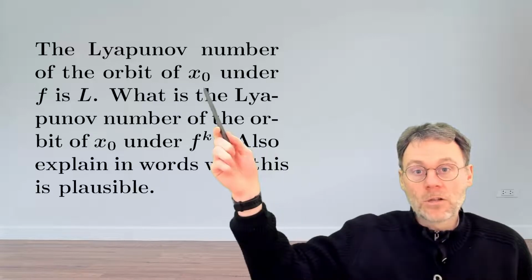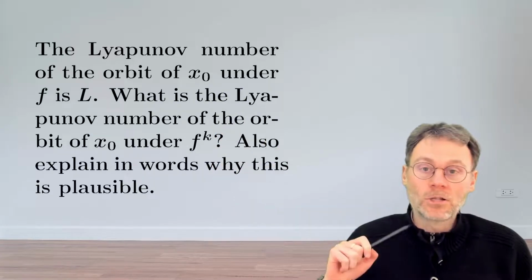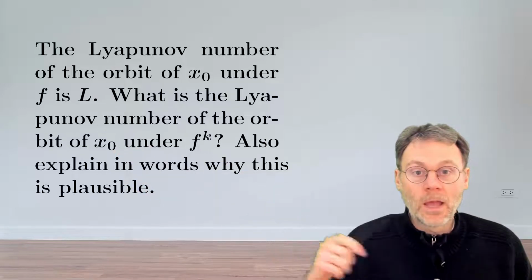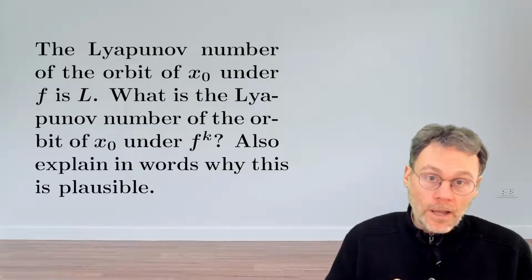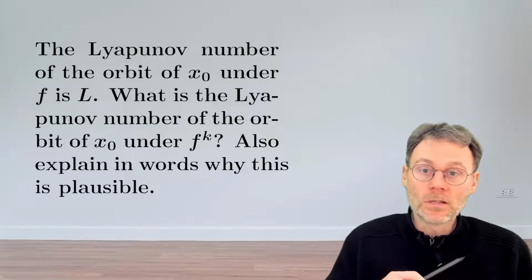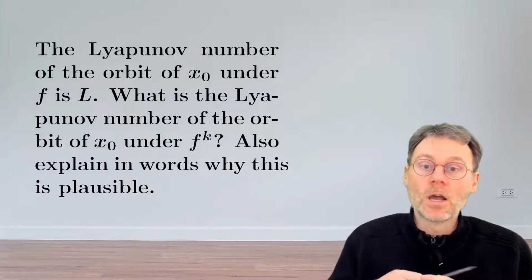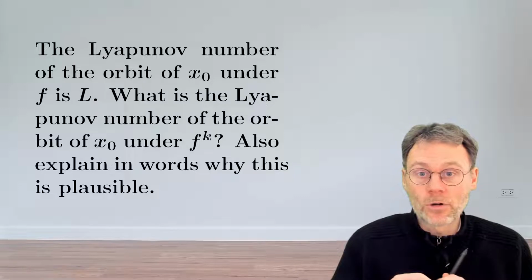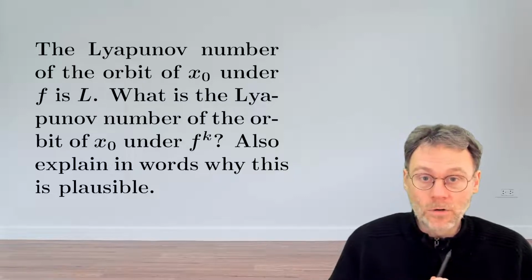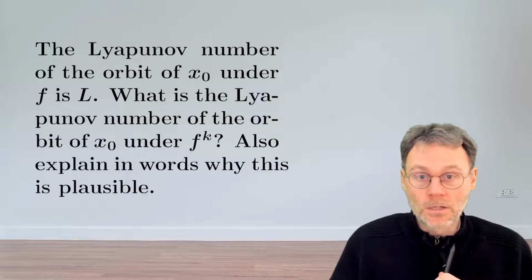Let's say you have an initial condition x0 and you calculate the orbit of that initial condition under the map F. And then you calculate the Lyapunov number of that orbit and you end up with a number L. The question now is, if you consider not the map F, but the map F applied k times, what is then the Lyapunov number of the orbit of x0? So pause the video and see if you can figure out what the correct answer is.